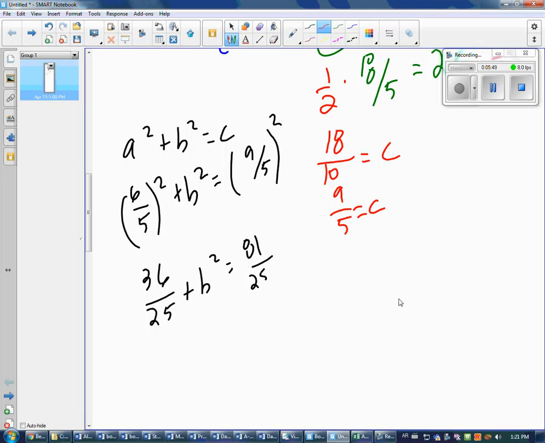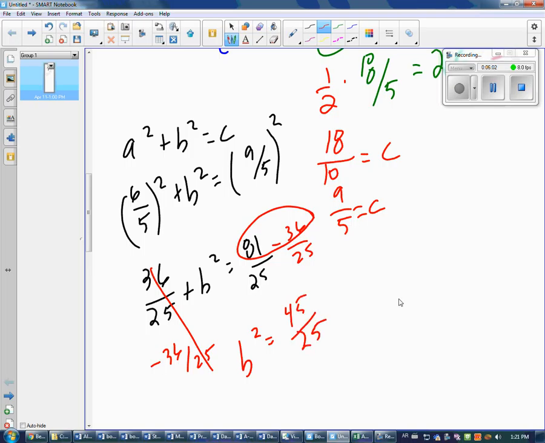And then let's subtract to get B squared. You only need to subtract the numerators, 81 minus 36. Okay, so we now have enough information to write the equation in standard form.